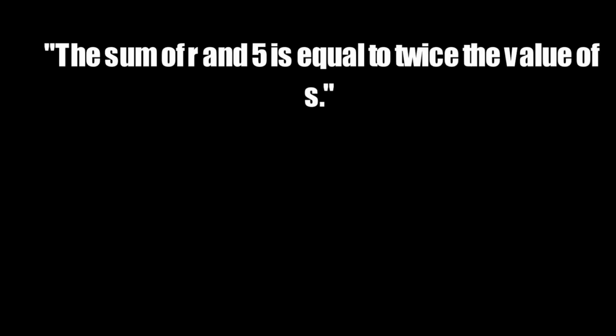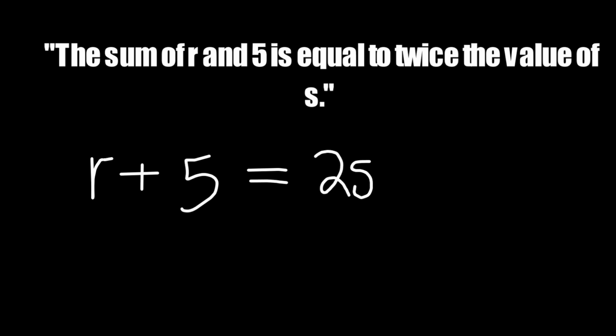Now let's go to the next one. So the next practice problem is the sum of r and 5 is equal to twice the value of s. So it says the sum of r and 5, meaning r plus 5, so r plus 5 is equal to, so equal sign, to twice the value of s, meaning 2 times s. So 2 times s. And that was the answer to this written equation.